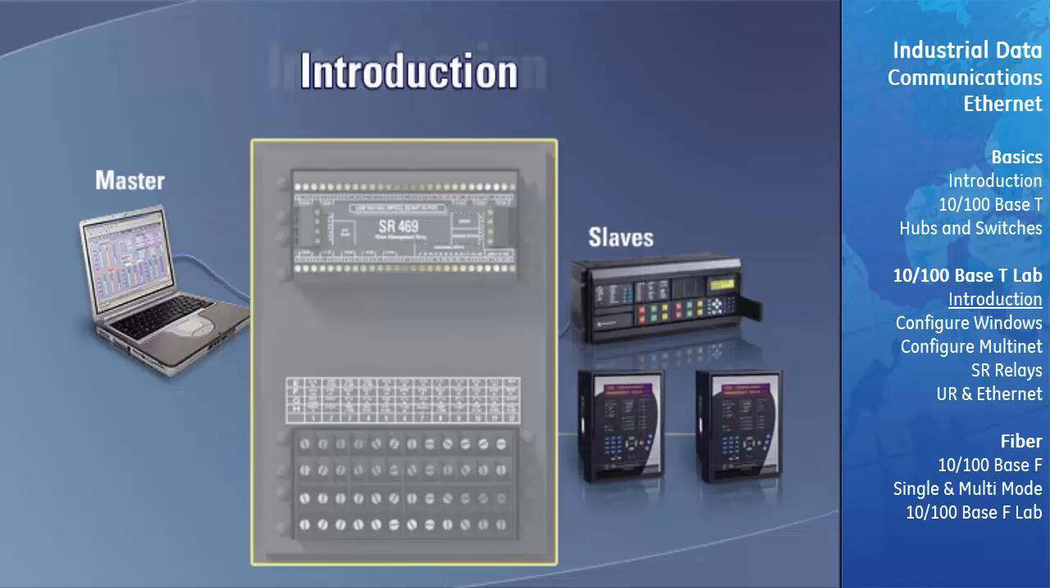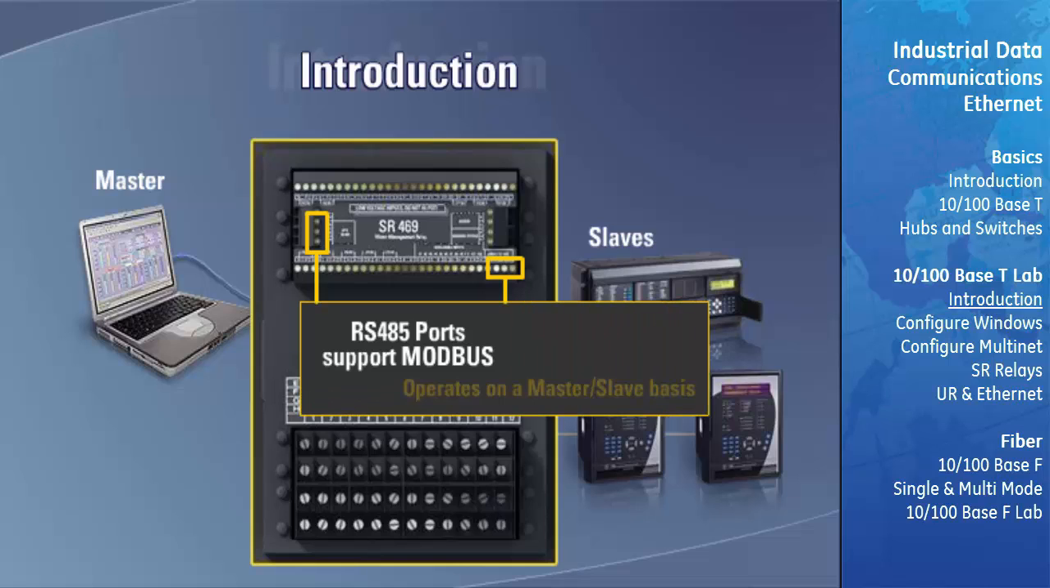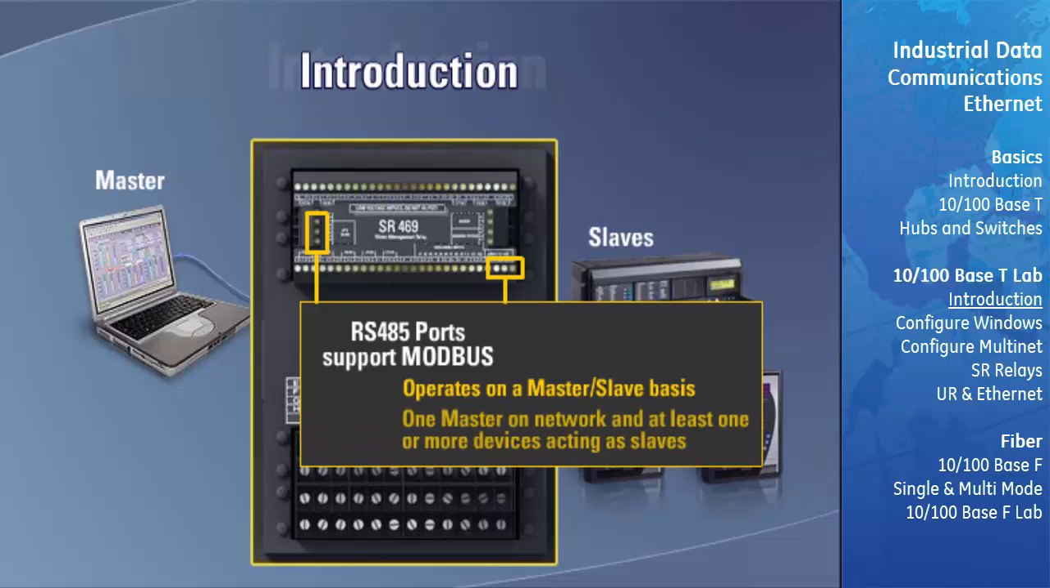The GE Multilin RS-485 ports support a protocol called Modbus, which we will discuss in detail later in the course. At this time, it is sufficient to say that the Modbus protocol is like a language and operates on a master and slave basis. Within the implementation of Modbus, there is only one master on the network and one or more devices acting as slaves. The master initiates all communications.